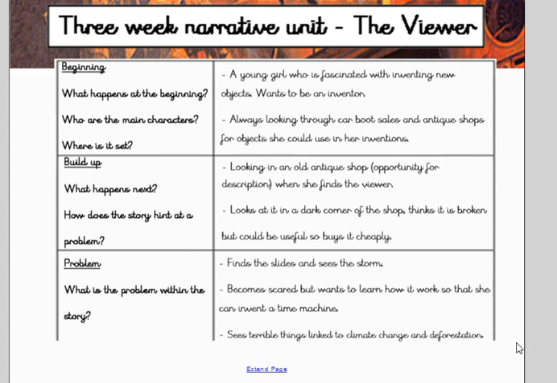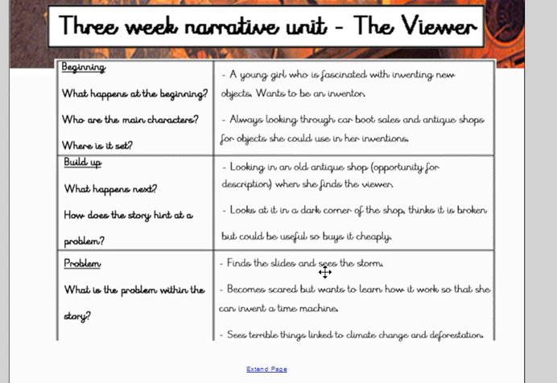So once she gets it home, she finds the slides, sees the storm. Okay, and then she becomes scared, wants to learn how it works because she's seen this thing. She's seen a couple of slides. She's seen it's a flashback in history, and she thinks she can be the first person to invent a time machine. So that's her reason for looking at the viewer.